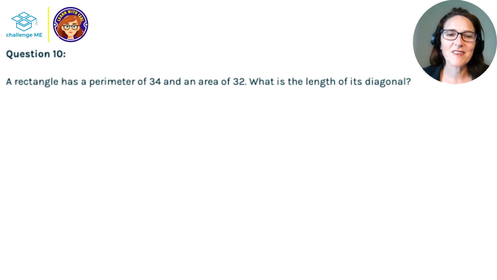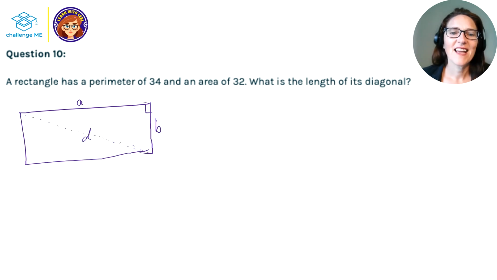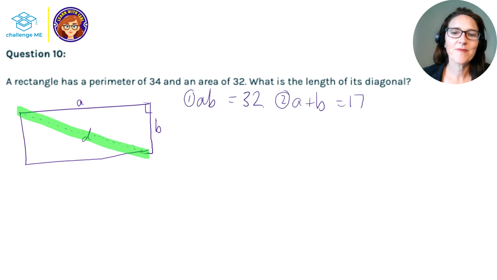On this question, we're told that a rectangle has a perimeter of 34 and an area of 32, and we have to find out the length of the diagonal. Let's have a quick sketch. So I've made my length A, my width B, and the diagonal I've called D. We know that AB is 32, and we also know that A plus B halfway round is 17. We need D.